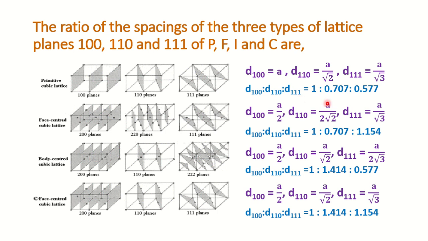This ratio is different for the four space lattices. For primitive or simple cubic, the ratio is 1 is to 0.707 is to 0.577. For FCC lattice it is 1 is to 0.707 is to 1.154, so here it's different. For BCC it is 1 is to 1.414 is to 0.577. And for CFCC it is 1 is to 1.414 is to 1.154. So each case differs from the others, and all four ratios are different.